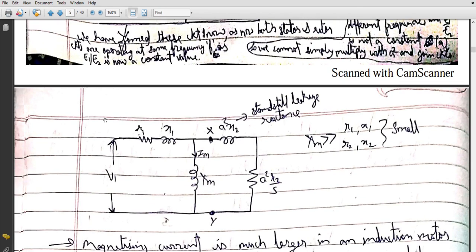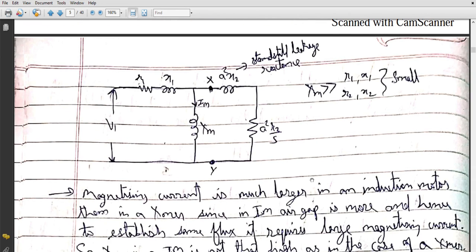Now we have joined these circuits, and this is very important: the value of Xm is much greater than R1, X1, R2 and X2, because R1 and X1 are the stator winding resistance and leakage reactance, and R2 and X2 are the rotor winding resistance and rotor leakage reactance. So these values are very small. So you need to be very careful about these things.